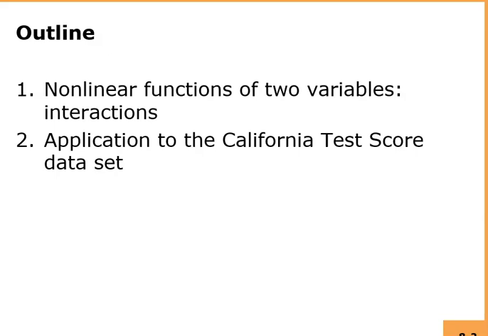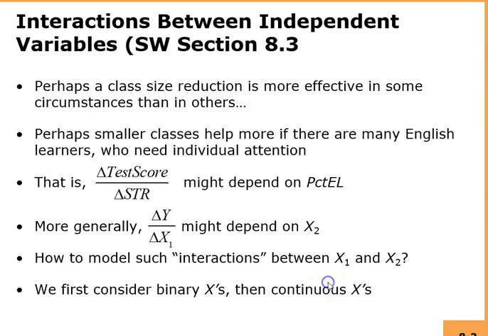And then the last part will basically look at the application of this kind of strategy of using interaction terms to the California test score dataset, which we have been working with when we are looking at the relationship between student-teacher ratio and test scores.